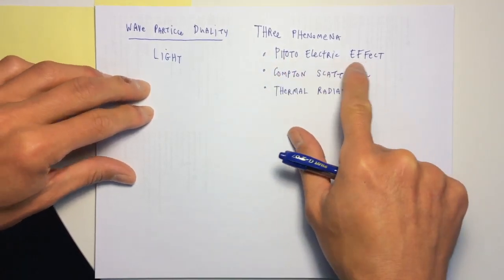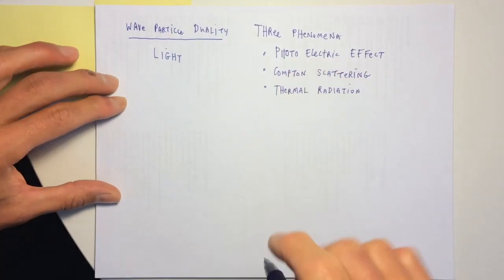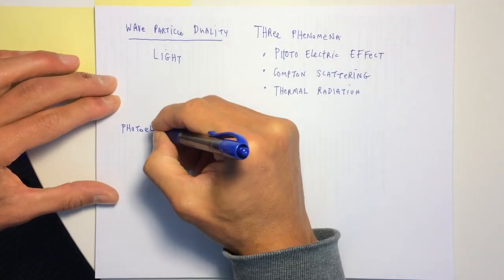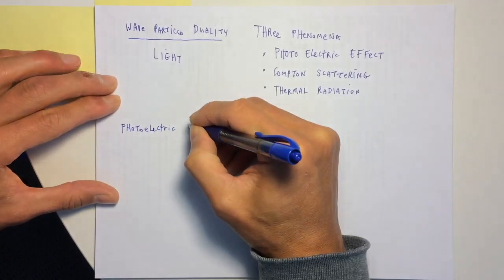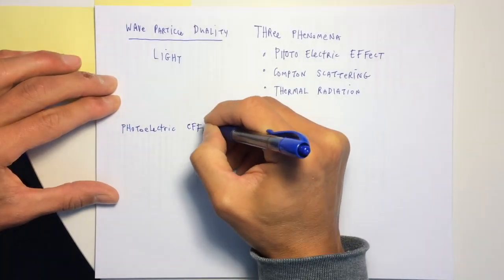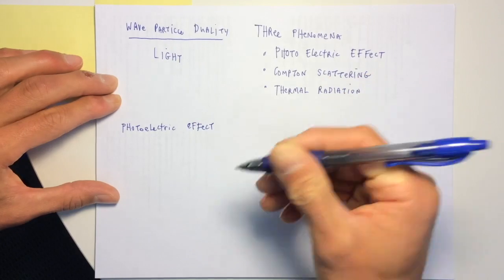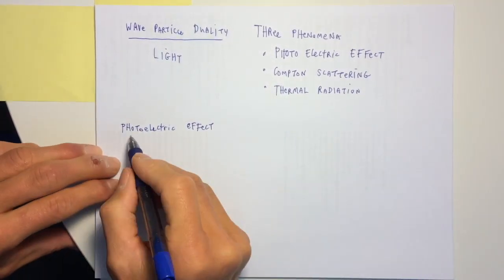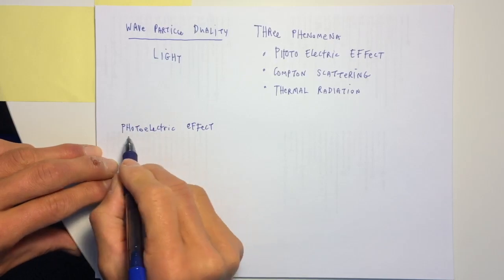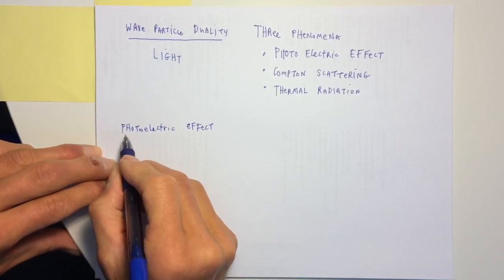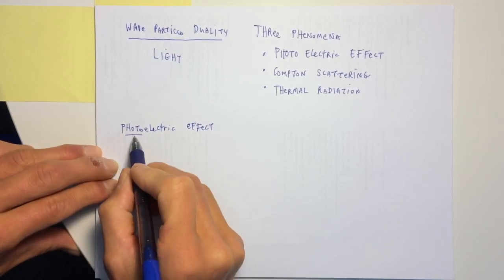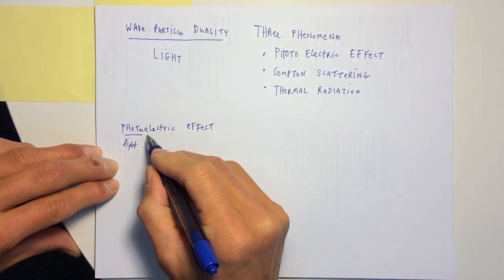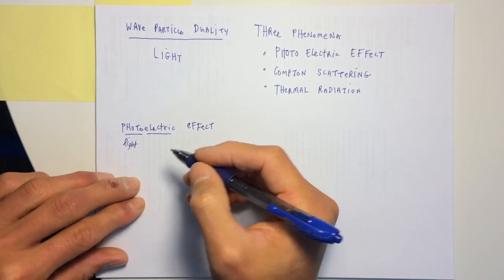And I'm going to start with the photoelectric effect. So let me write that. Photoelectric effect. So let me start by showing you, this is sort of two ideas here. It's the photo, so this is light, and this piece is electric, of course.